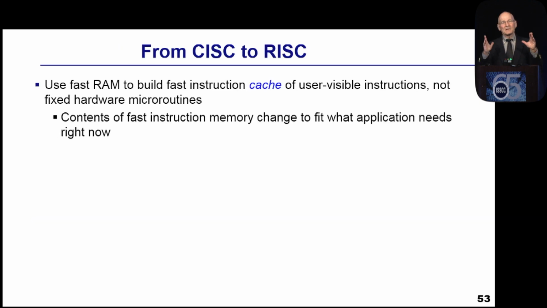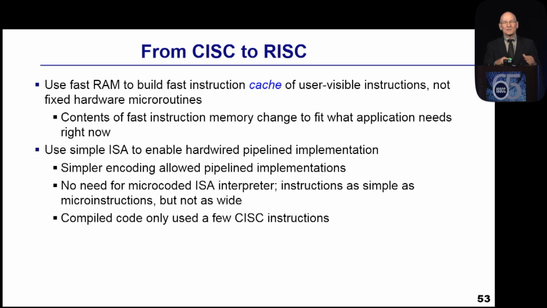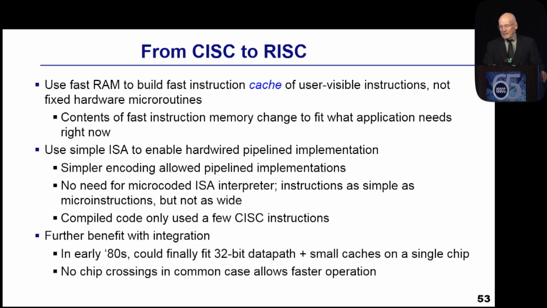So instead of having RAM memory with a microcode interpreter in it, we would replace that with an instruction cache. It holds the instructions of the program, and you can just compile and change what's in that RAM. And you'd use really simple instructions. You can think of them as simple as microinstructions, just not as wide. And that made them easier to pipeline to get even better performance. And then with Moore's Law, we were able to get that 32-bit data path all into a single chip with no chip crossings, and it was a very attractive design.